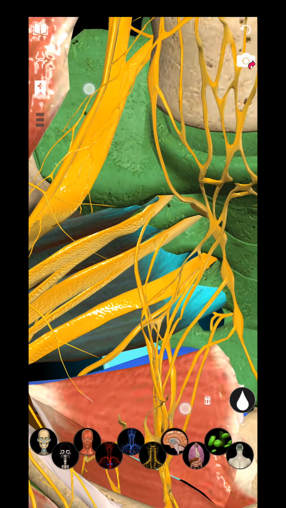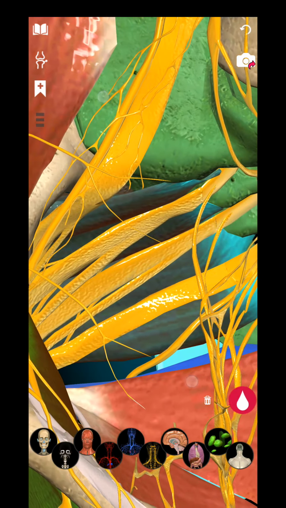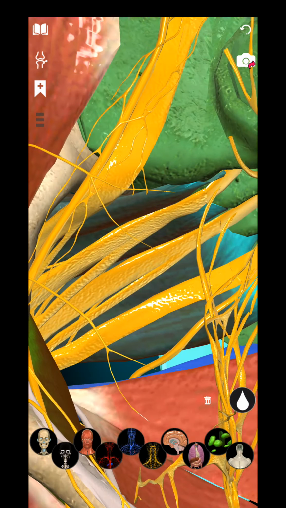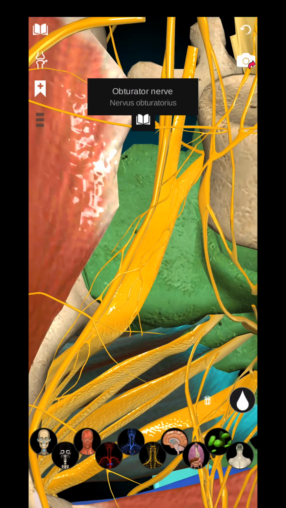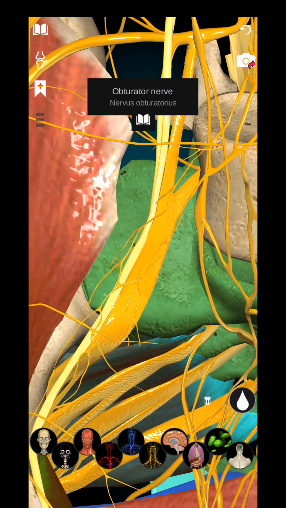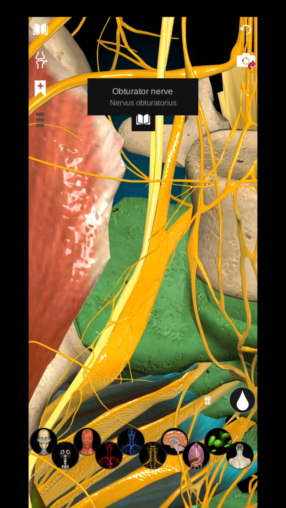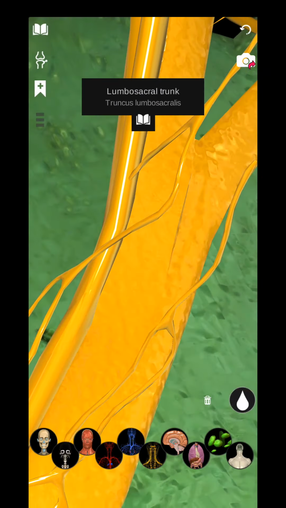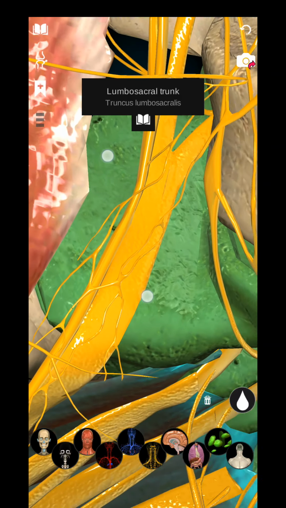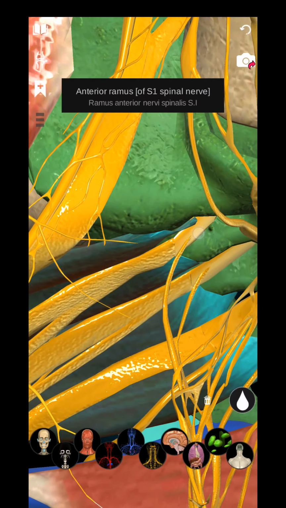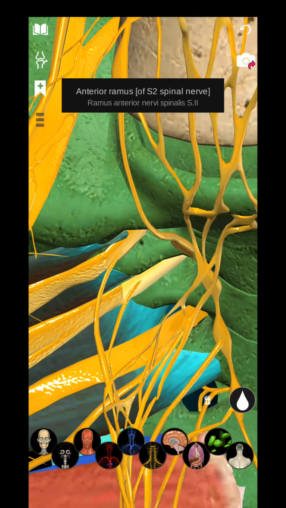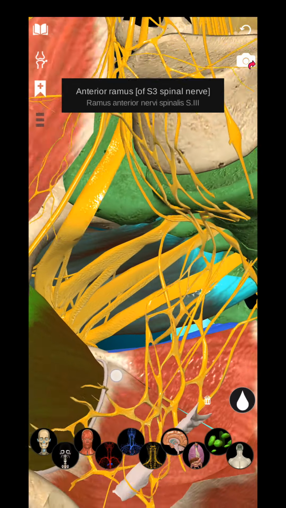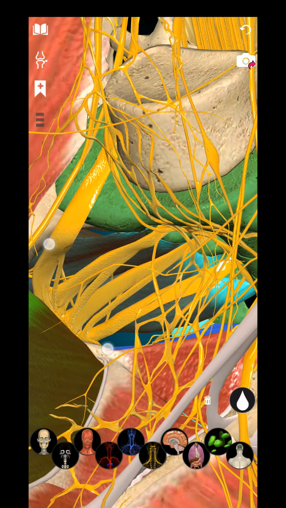Basically, you see in front of the piriformis, this is L4 and L5. This is called the lumbosacral trunk. I just tapped on the wrong nerve. This is obturator lying lateral to it. I'm saying, this one is the lumbosacral trunk formed from L4, L5. Then this is S1, then this is S2, and then this is S3. So these all unite together to form the sciatic nerve.